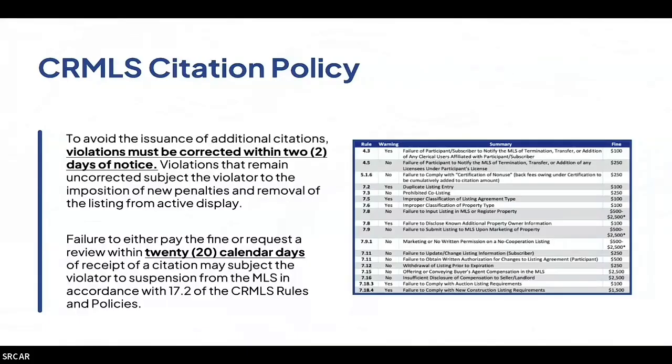If we receive a report and the rule that applies does not come with a warning, then you're not going to have that opportunity to make that correction or provide us with that additional documentation. Instead, you will just receive a citation if a violation can be verified. In either case, if you ever do receive a citation from us, you cannot ignore it. You do need to take some sort of action on it. Otherwise, if you just completely ignore it, you could ultimately find yourself suspended from the MLS until it is resolved.